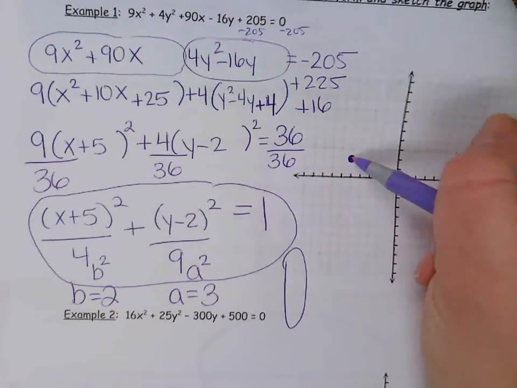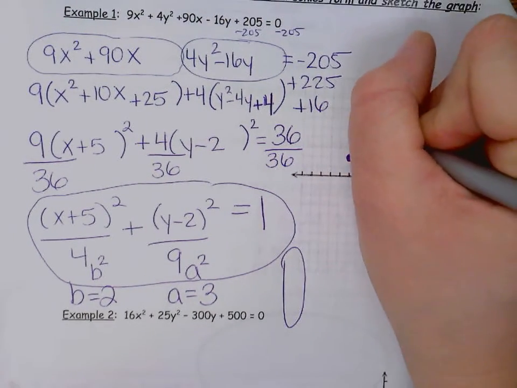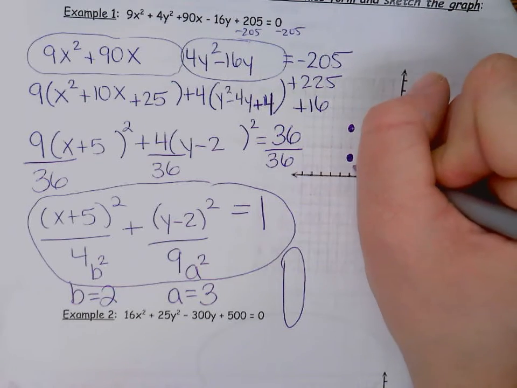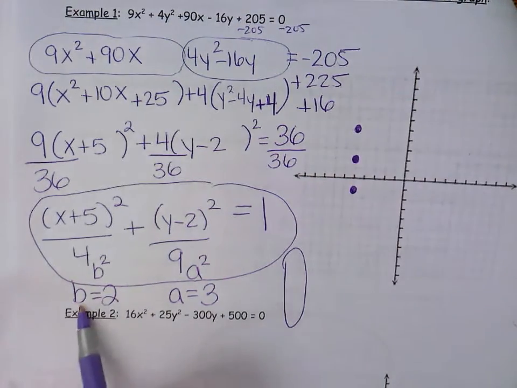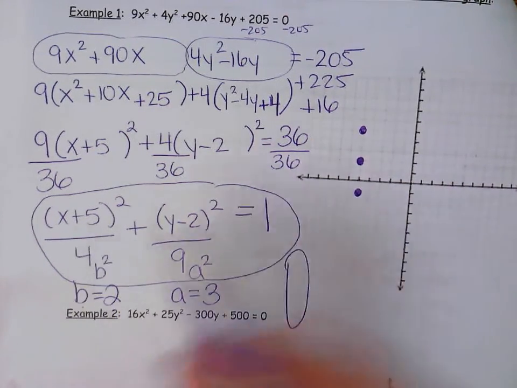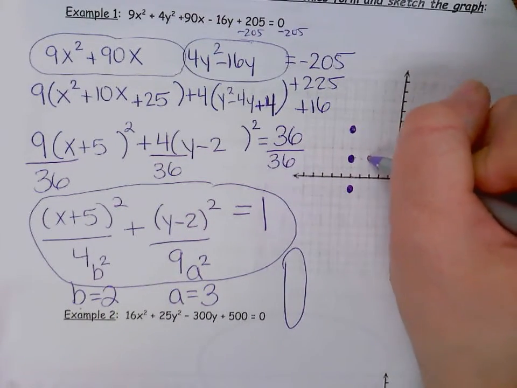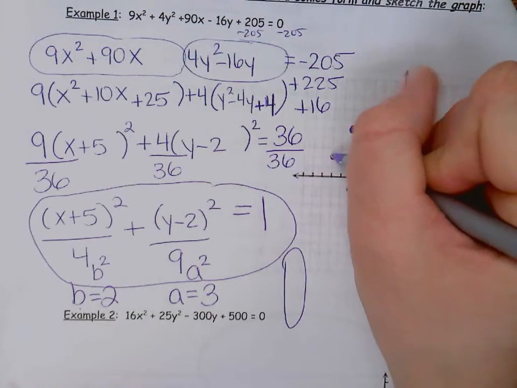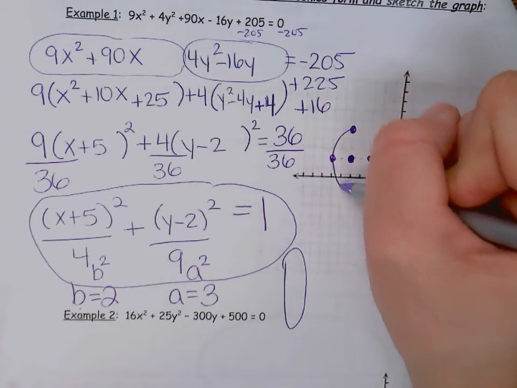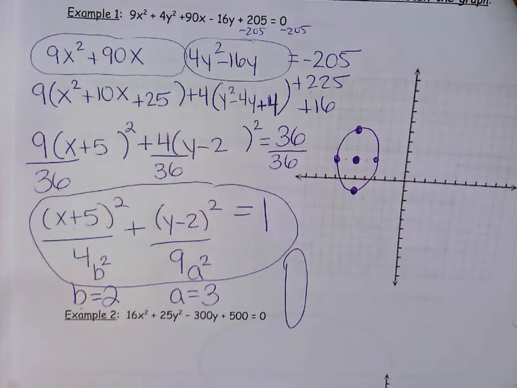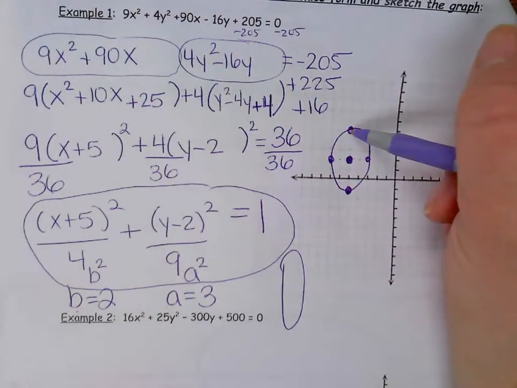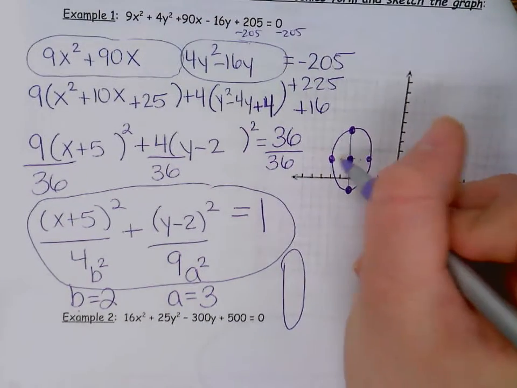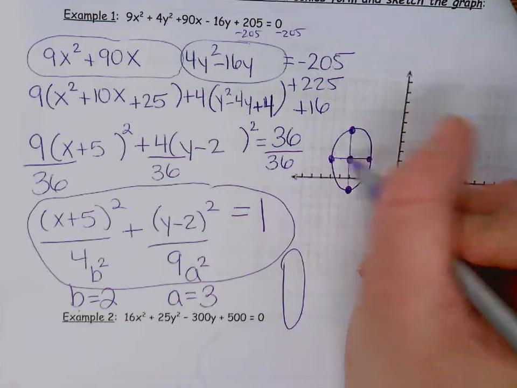So from my center, I'm going to go up 1, 2, 3 units, plot a vertex, go down 1, 2, 3 units, plot a vertex. In the b direction, which is under the x, I'm going to go 2 units, plot a vertex, go 2 units, and plot a vertex, and that is my ellipse. It still looks pretty circular, but it's longer in the y direction. So you can see that this has a length of 2a, and this minor axis has a length of 2b.